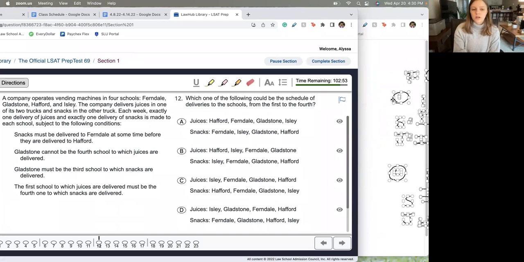So first rule says S must be delivered, or snacks must be delivered to F sometime before they are delivered to H. So I'm going to go through each of our answer choices and make sure that F is before H on snacks, which kind of sucks because we flipped our variables. So I had snacks on top, juice on bottom. They're having juice on top, snacks on bottom. So we got to make sure that we don't mix them up.